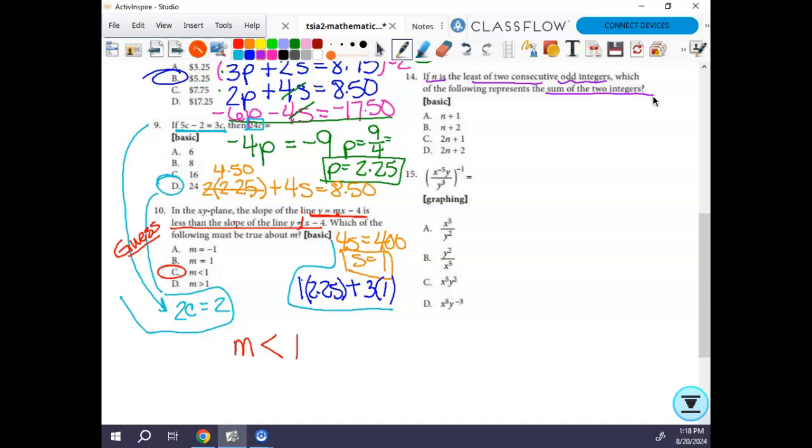So let's talk about consecutive integers, okay? Consecutive means one right after another. 4 and 5 are consecutive integers, right? If I want consecutive odd integers, that's 5 and 7, or 11 and 13, right? They're the closest to each other. So if I have n, and then the next odd integer would be n plus what?